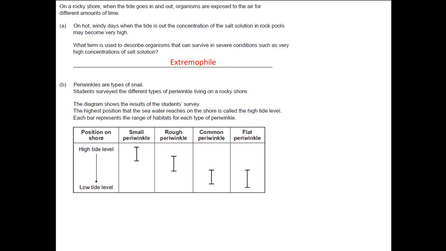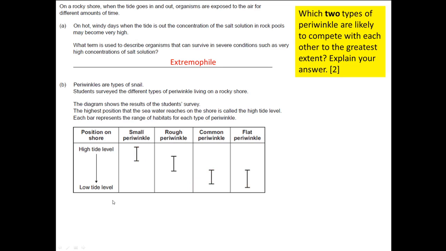Then periwinkles are types of snails. Students survey different types of periwinkle living on a rocky shore. The diagram shows results of the student survey. The highest position that the sea water reaches on the shore is called the high tide level. Oh yeah, it's there. Each bar represents the range of habitats of each type of periwinkle. Right, so I've got 4 types of them. And this one lives mainly at high tide. These 2 live at low tide.